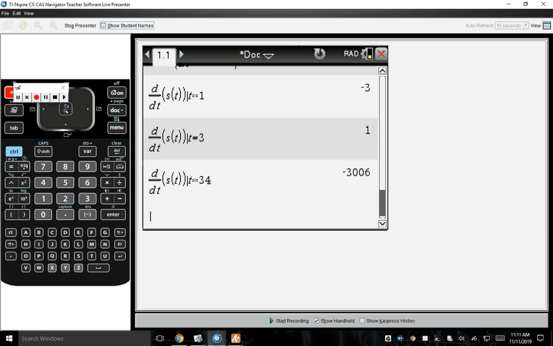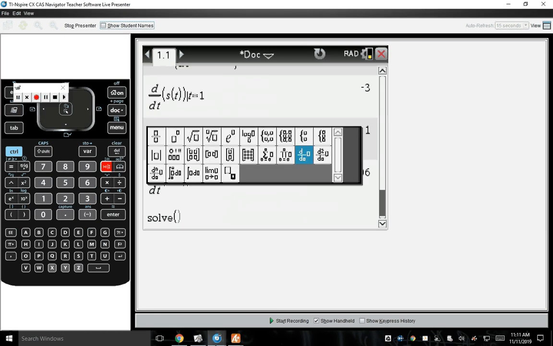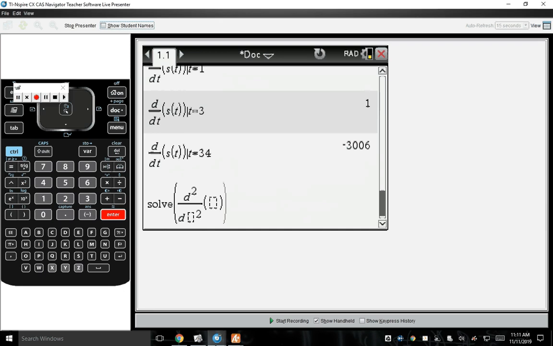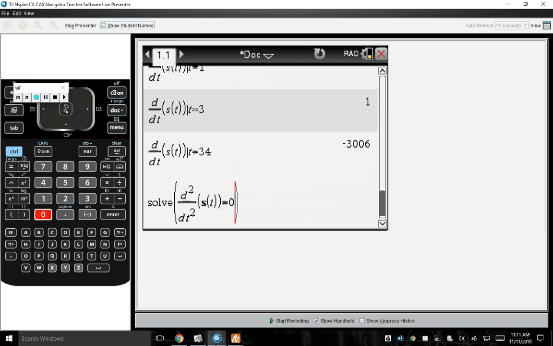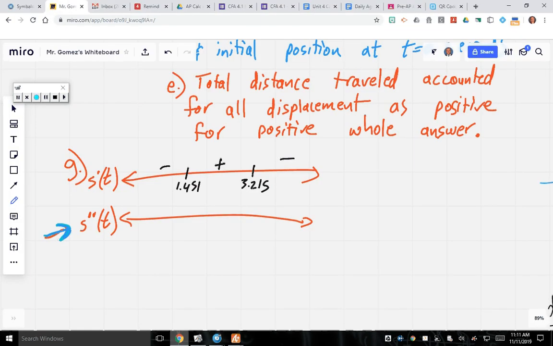Let me escape. First, let's find the zeros of the second derivative. Menu 3-1. Press this key next to number 9, and I want to find from my stored function the second derivative with respect to t. So I'll put S of t, and when does it equal 0? Comma t. Control enter, 2.3 repeating. So over here on my problem, 2.3 repeating is about here.